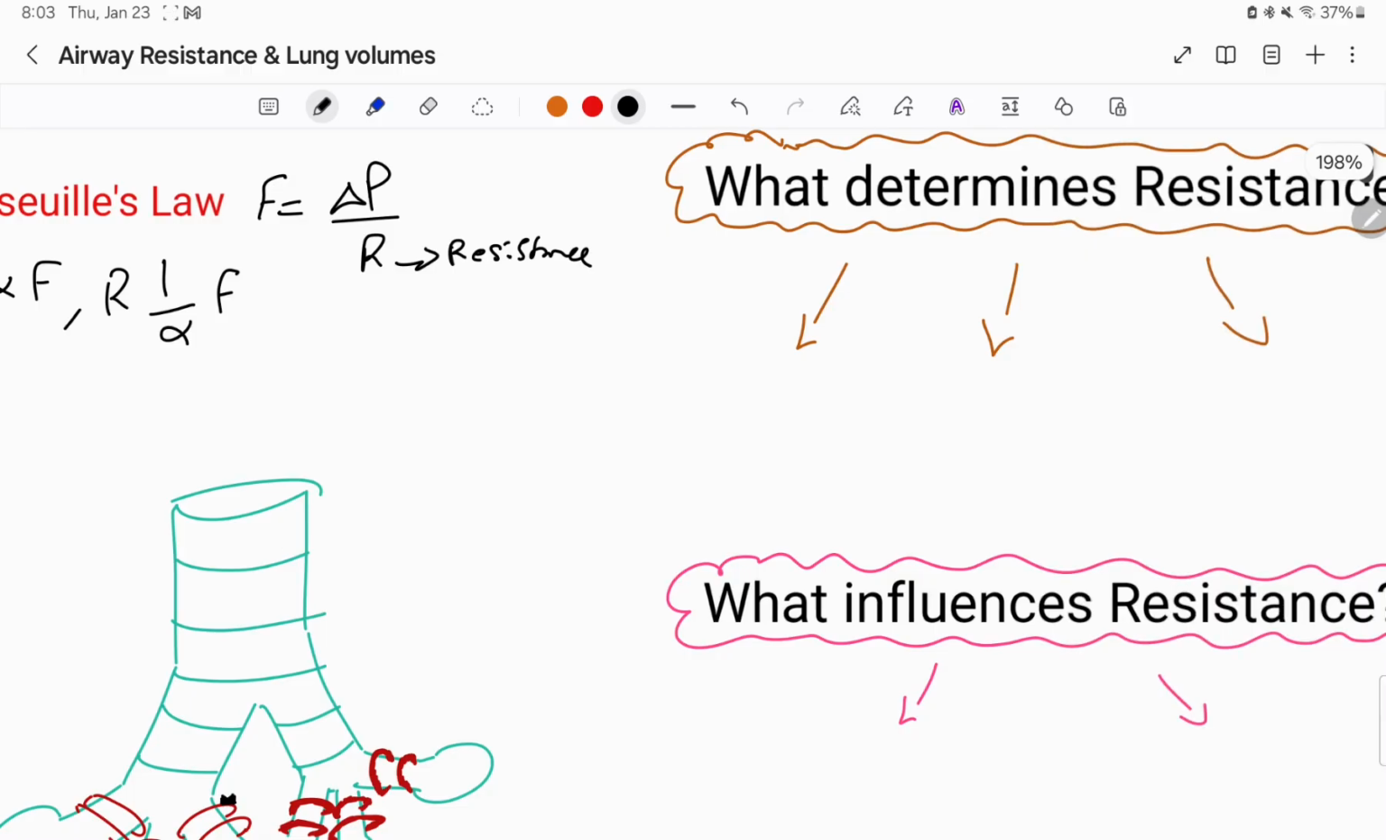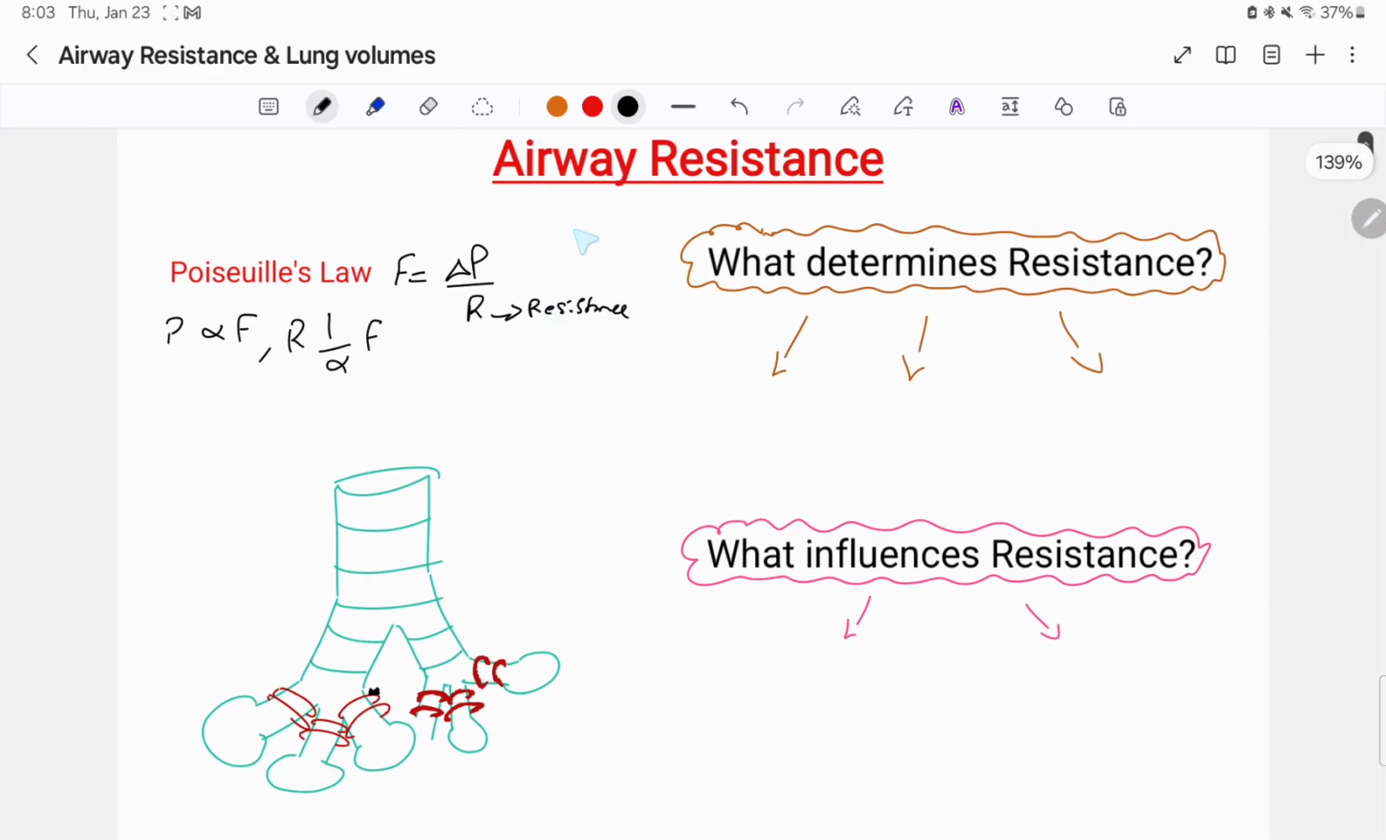Now, here's the thing, guys. Resistance is actually very minuscule when we talk about healthy airways. Okay? It's pretty minuscule, and it's pretty irrelevant in these scenarios because it's normally very low. But it's not non-existent, okay? And in certain scenarios that we'll talk about, it is for sure going to contribute to a lot of factors, okay?